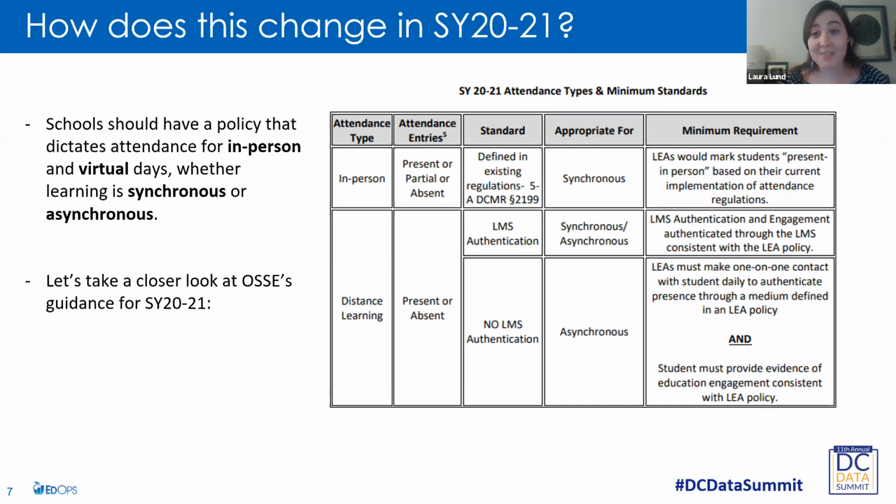But if we look closer at the definition for attendance in distance learning, there's actually two requirements. The first is LMS authentication or one-on-one contact, but the second is actually the word engagement, which is interesting. And I think that begs the question then, well, what is engagement and how do we measure it?